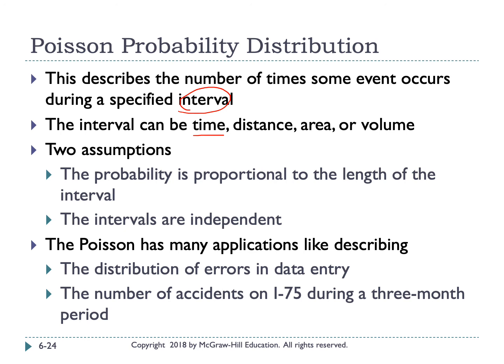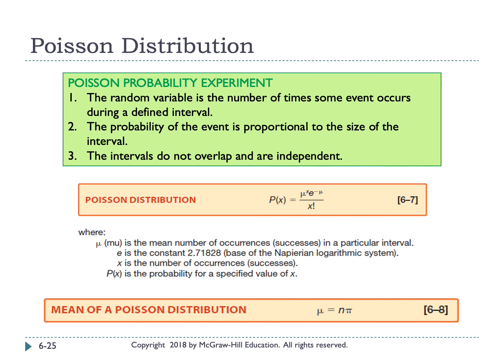Okay, so you can also apply this Poisson if, let's say, you want to describe the distribution of errors in data entry. You can also use Poisson when you want to describe the number of accidents during a few months period. This is just some examples of using Poisson. I have explained the characteristics or the requirements to use Poisson distribution in the previous slide. So this green box that you see here is actually explaining the same thing. So let's go straight to the formula of Poisson distribution. So P(x), or probability of x, equals to mu to the power of x.